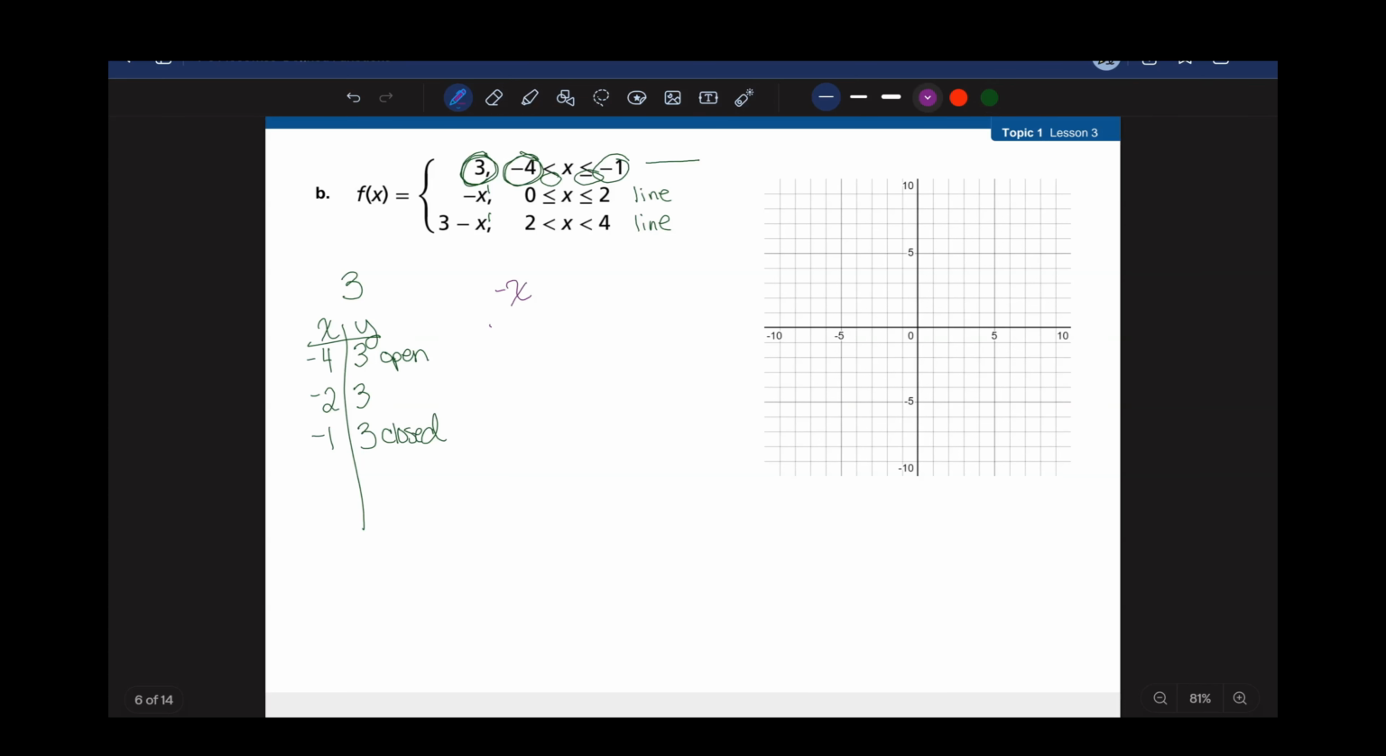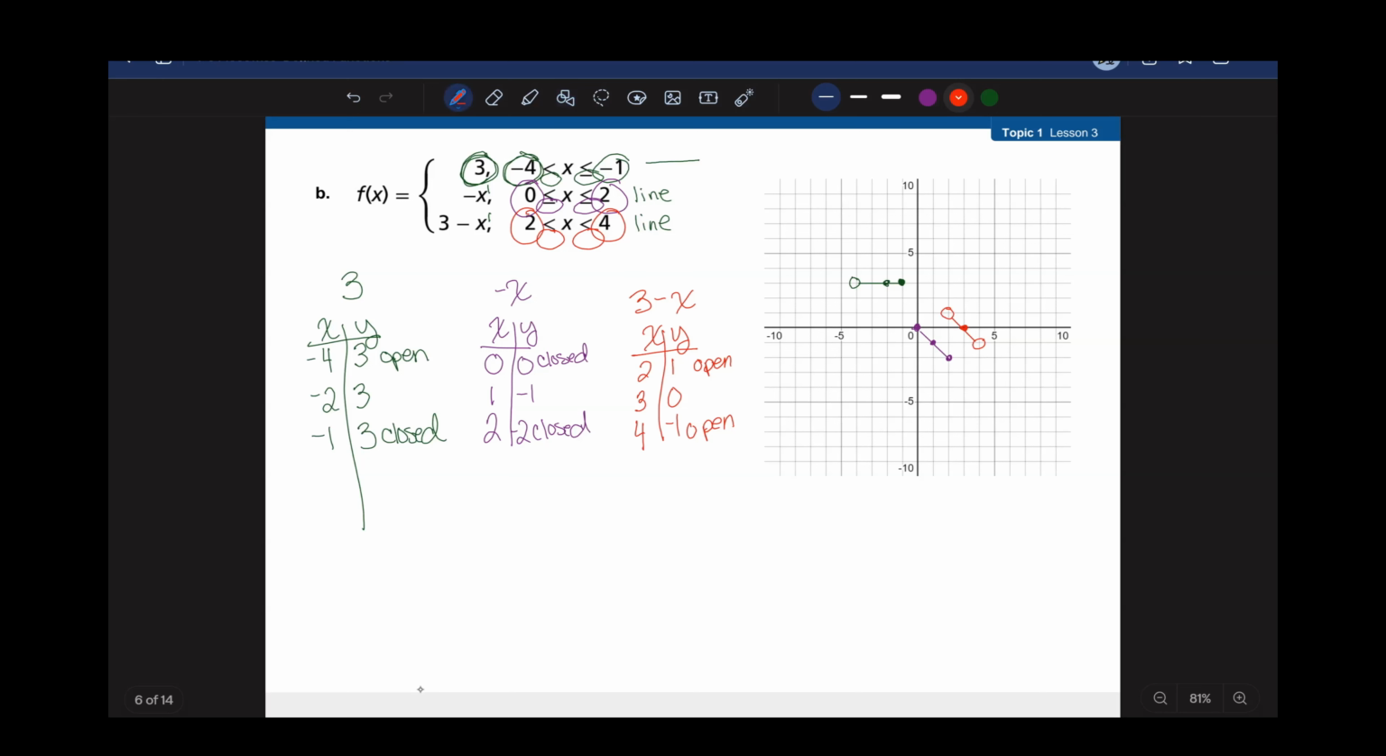Okay, then we're going to pick up with our second one. We have a closed circle at 0, 0. And then we have a point at 1, -1, and then a closed circle at 2, -2. Draw that together. And then our third one, we have an open circle at 2, 1, 3, 0, and then open at 4, -1.